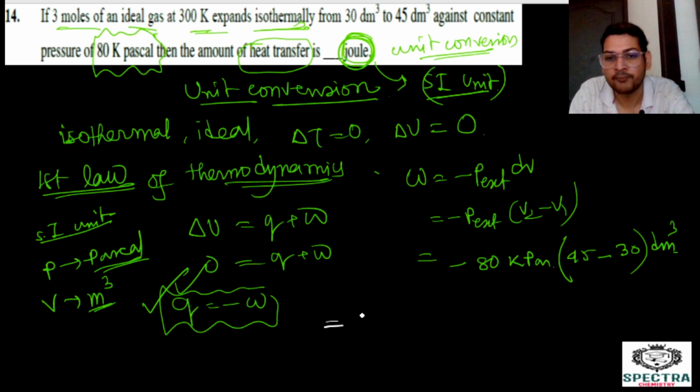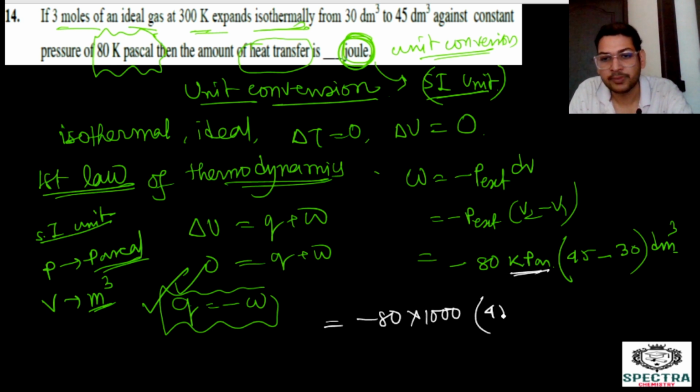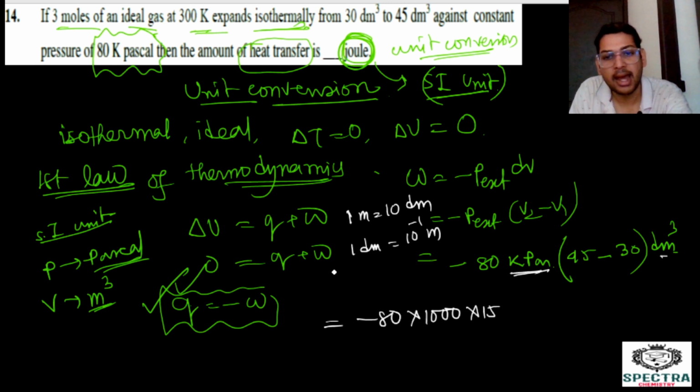It's so easy. Minus 80 from kilopascal. If you want Pascal, you just multiply by 1000. And 45 minus 30, I can write that it will be 15 only. For dm3, we know that 1 meter is equal to 10 decimeter. That means 1 decimeter is equal to 10 to the power minus 1 meter, and 1 dm cube is equal to 10 to the power minus 3 meter cube.